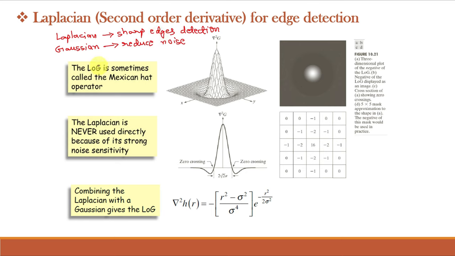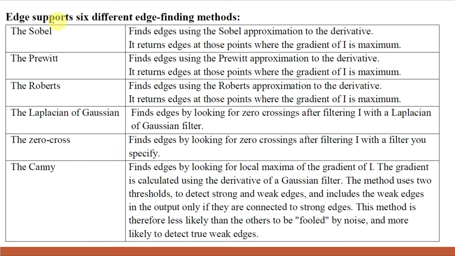So this LoG is used when there are sudden gray level transitions, and an edge is detected when the second order derivative crosses zero. Therefore, this is also known as the zero crossing detector. This LoG is sometimes also called the Mexican hat operator due to its shape. It is never used directly because of its strong noise sensitivity, and combining the Laplacian with a Gaussian gives the Laplacian of Gaussian. So this is the mask for Laplacian of Gaussian, which is also derived from its equation. The edge function supports six different edge finding methods, which are shown in this slide.